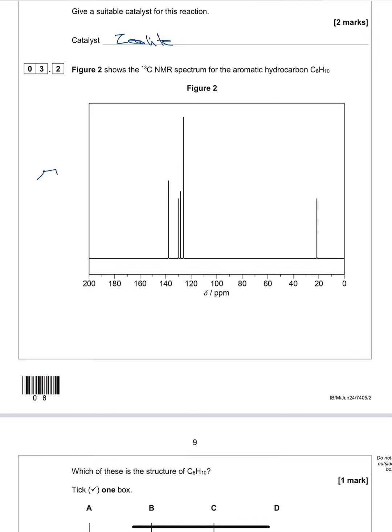C8H10, that means if it's aromatic, we have a benzene ring, and then we have either 2 methyl groups or we could have an ethyl group. So let's have a look at the carbon-13 NMR. In the carbon-13 NMR, we have 4 different aromatic carbons, and we have only one aliphatic carbon, which means we cannot have an ethyl group. We can have 2 methyl groups, which are chemically equivalent.